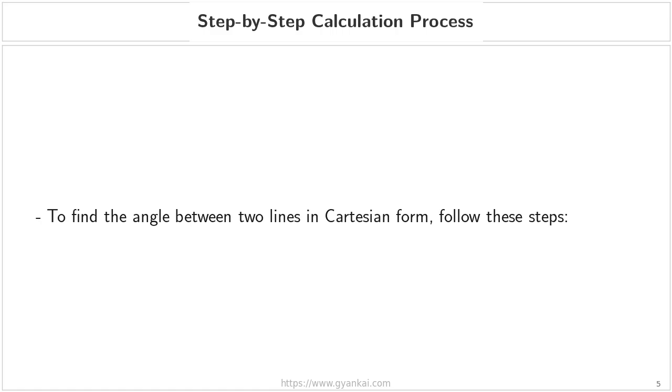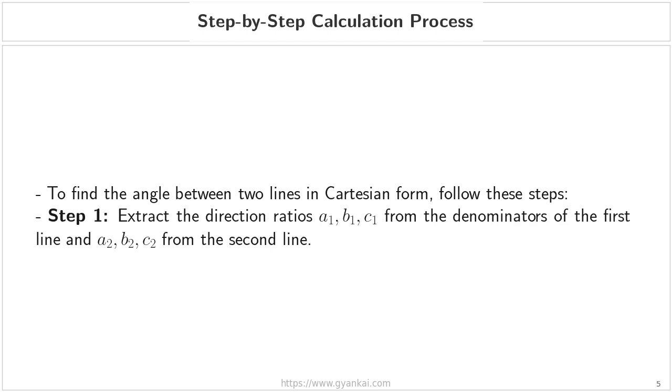Step-by-step calculation process. Now that we have seen the formula itself, let's break it down into a clear, systematic process. If you follow these 6 steps, you'll be able to solve any problem of this type without getting lost in the algebra. First, step 1. Your very first task is to extract the direction ratios. Look closely at the denominators of your two Cartesian equations. From the first line, pull out a sub 1, b sub 1, and c sub 1. Then, do the exact same for the second line to get a sub 2, b sub 2, and c sub 2.